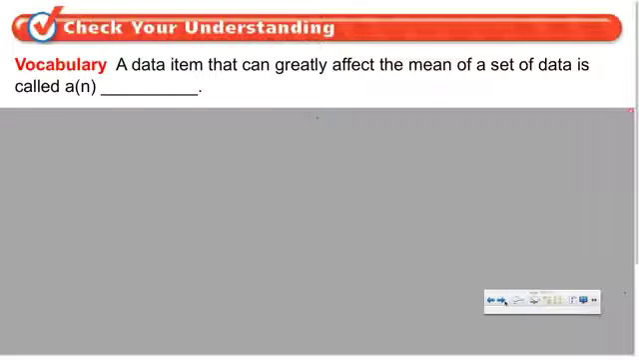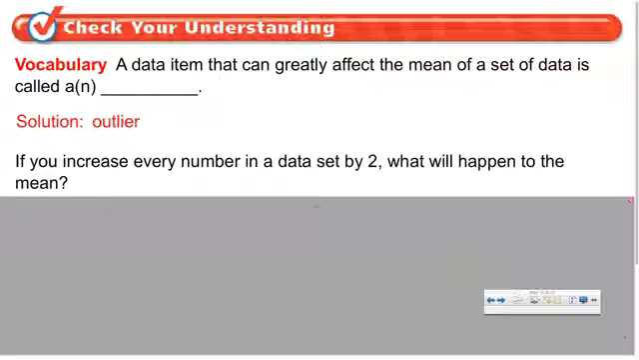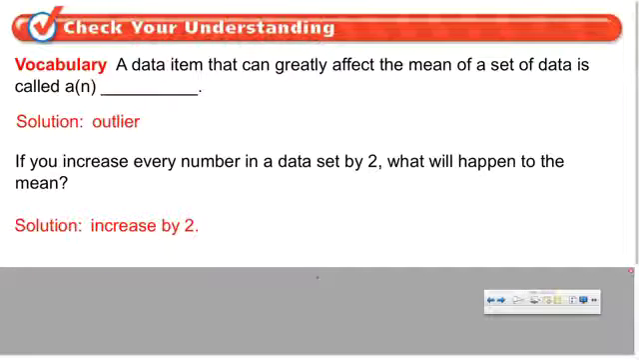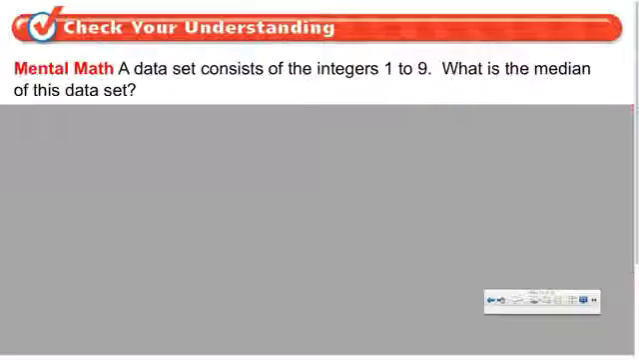Okay, really quickly, a data point that can greatly affect the mean of a set is called a what? Outlier. If you increase every number in a data set by 2, what will happen to the mean? It'll increase, but by how much? By 2.